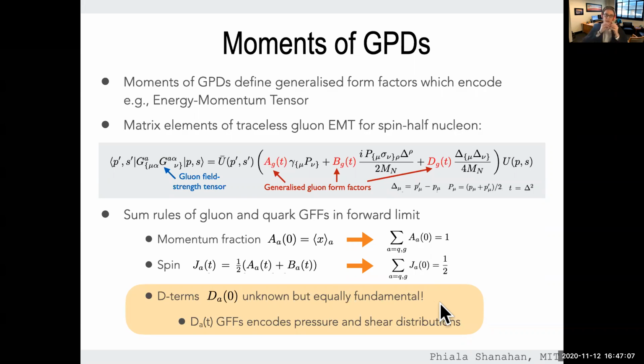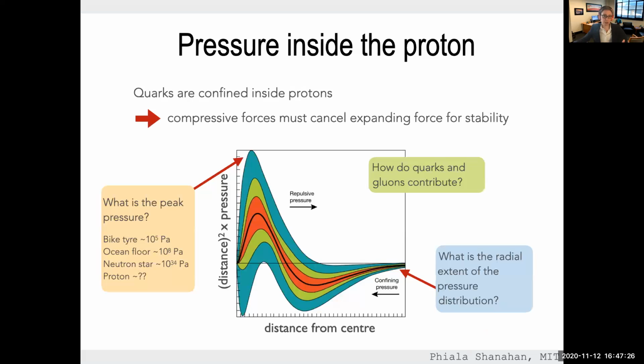And then if we include this generalized part, the momentum transfer part, and look at the t dependence, then these D term generalized form factors, you can think of those in a nice way. You can think of them as encoding pressure and shear distributions in the proton. And so this is an example where we can have a nice physical picture. So quarks are, of course, confined inside protons. So if you think you have a pressure distribution, then any expanding forces have to be cancelled by compressive forces for stability. So we can draw a cartoon.